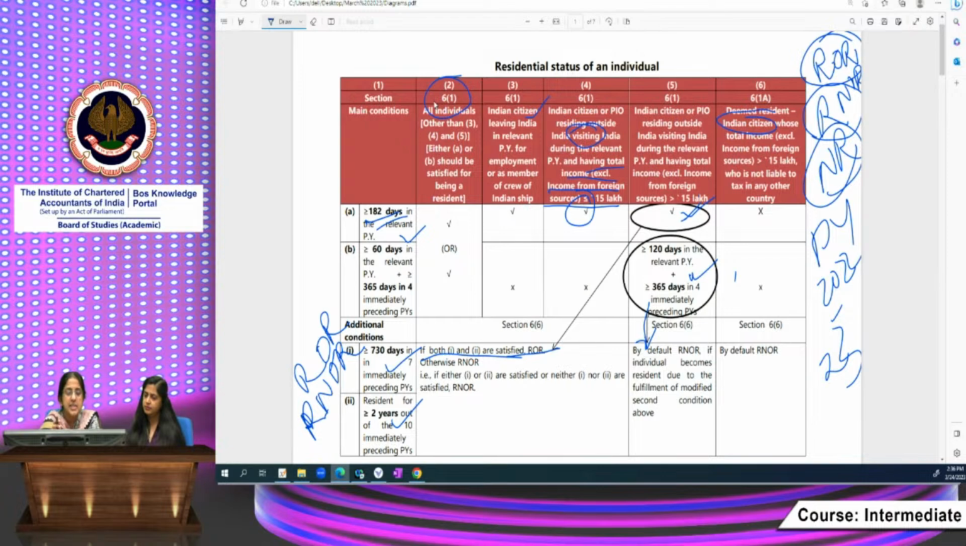But in all other cases, on the basis of these additional conditions relating to stay in India, they would be treated as ROR and RNOR. If both the additional conditions are satisfied, then resident and ordinarily resident. If either one of the conditions is satisfied or none of the conditions is satisfied, then it's an RNOR, resident but not ordinarily resident.